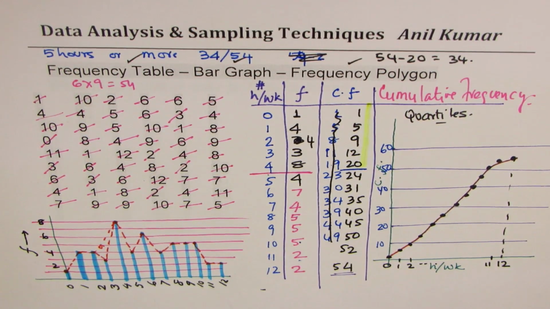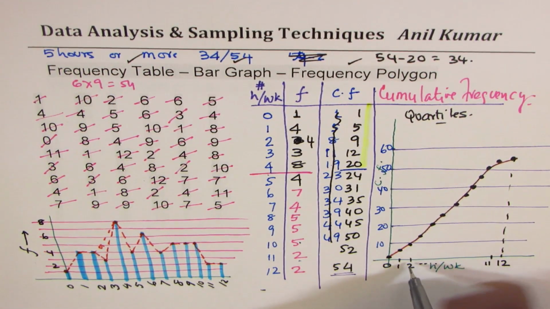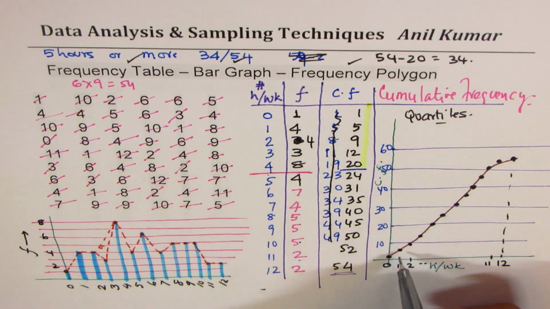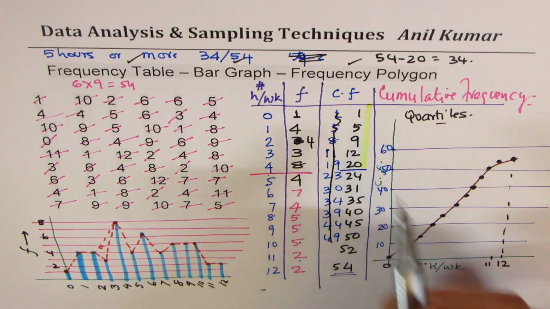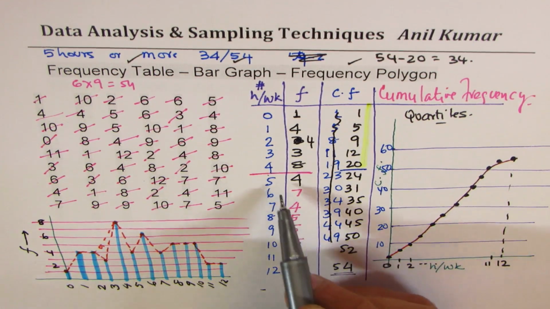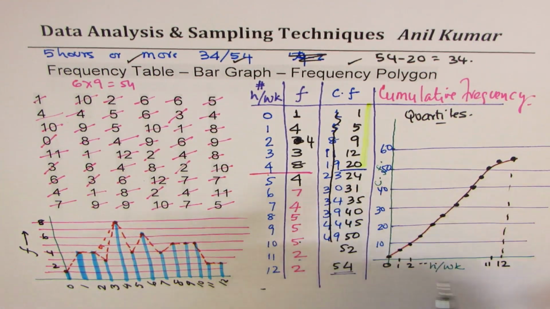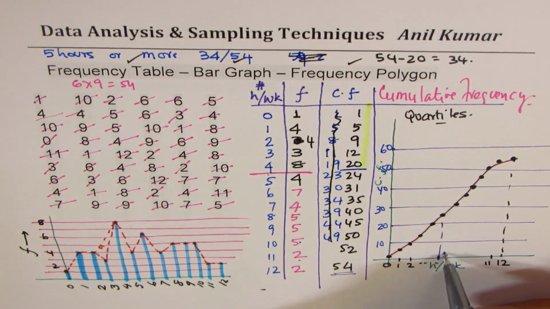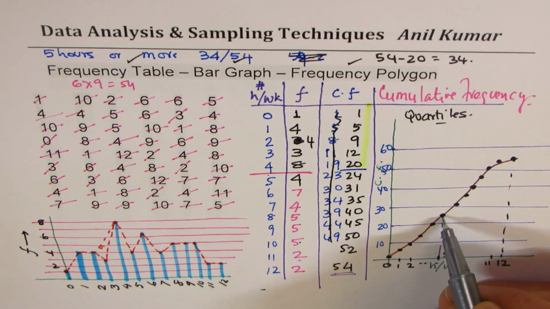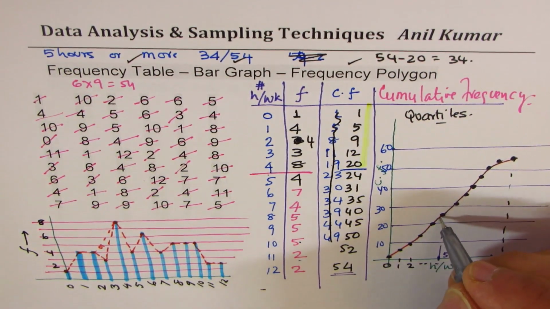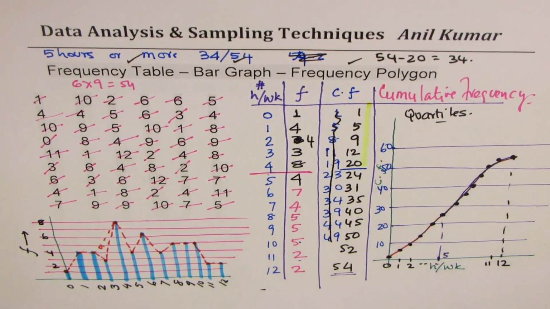So you could also see how many students work for 5 hours or more. What we will do here, for 5 hours or more, we know this point is for 5, 24, right? So 24, probably this is for 5. Is it okay? So these are the students which are 5 or more. Do you get the idea, right?